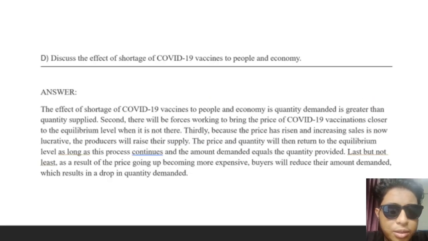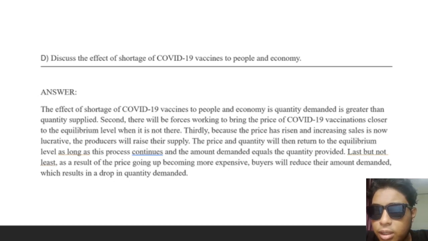Next, we move to the last question, question D. Discuss the effect of a shortage of COVID-19 vaccines on people and the economy. First, the effect is that quantity demanded is greater than quantity supplied. That means the quantity that has been supplied is not enough for the high demand from consumers. Second, there will be forces working to bring the price of vaccination closer to the equilibrium level.